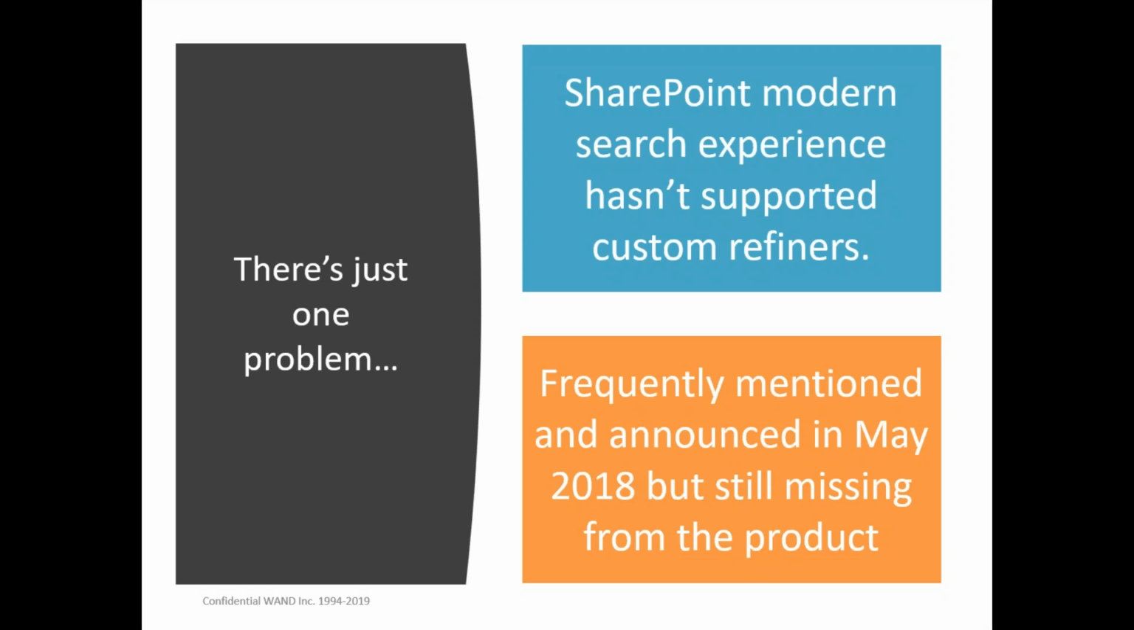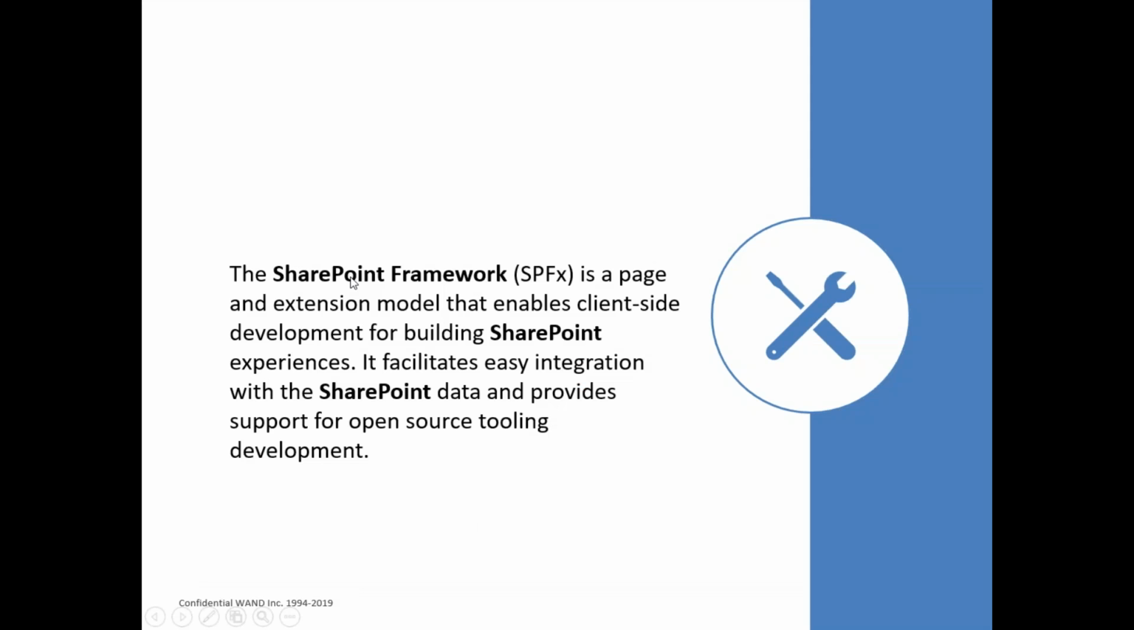It's a feature that's frequently been mentioned. It was actually announced, the ability to have custom refiners, all the way back in May 2018, but it's still missing from the core product. And that's just the way that Microsoft is doing things now. They're not always providing huge visibility into their roadmaps. I think people are kind of wondering, when's this capability going to be available? So a couple things to be aware of before we get the answer to that question.